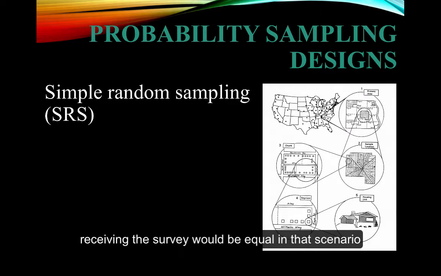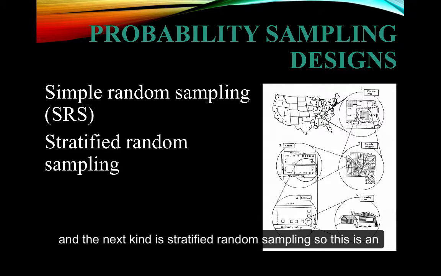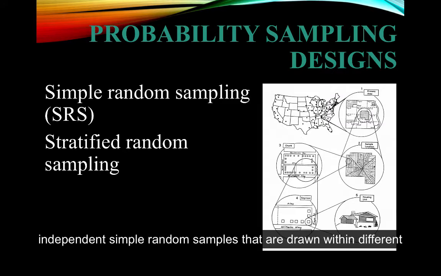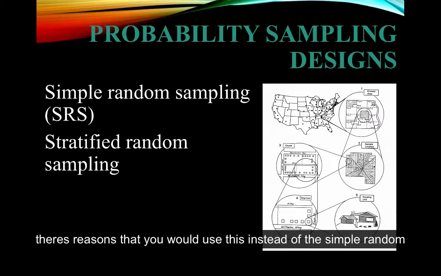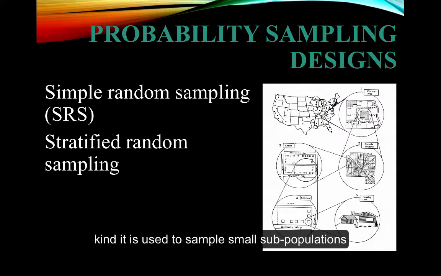But their likelihood of receiving the survey would be equal in that scenario. The next kind is stratified random sampling. So this is independent, simple random samples that are drawn within different strata or variable categories. The stratum example in the book is using age ranges as strata or subpopulations that you divide your sampling frame into. So there's reasons why you would use this instead of just the simple random kind.